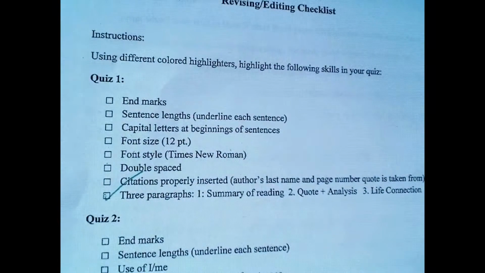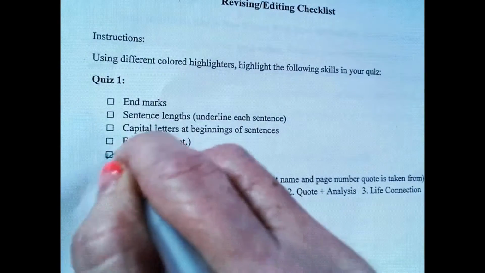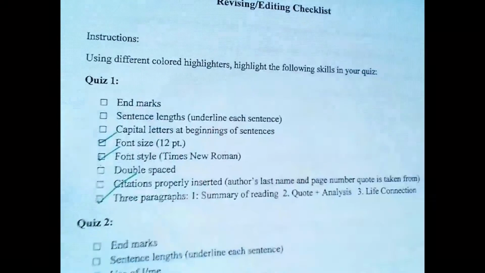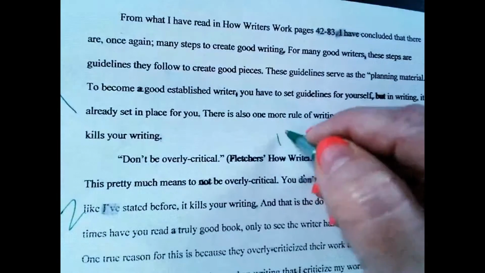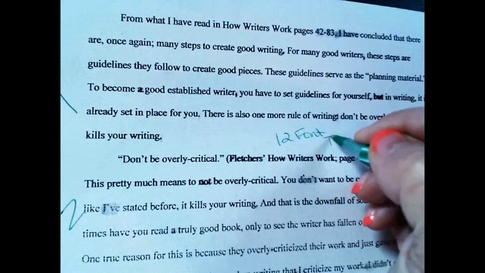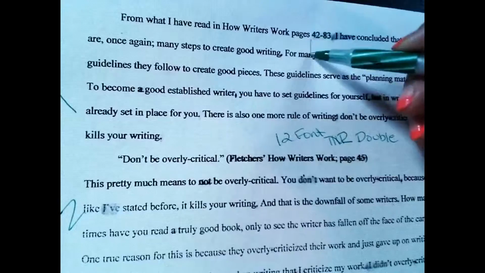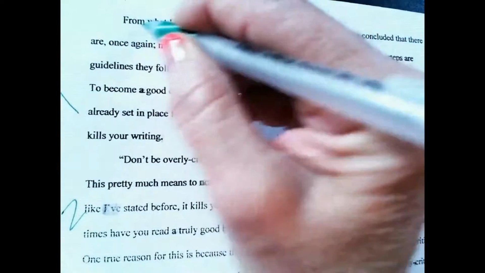Okay. The next thing we're going to do is the font size and the font style. We need 12 font Times New Roman. So this definitely meets that guideline. We're also going to do our spacing, which is double spacing. Now we're talking about the spacing here, not between the words. Okay, so we've checked off 3 very simple, easy things to do there.